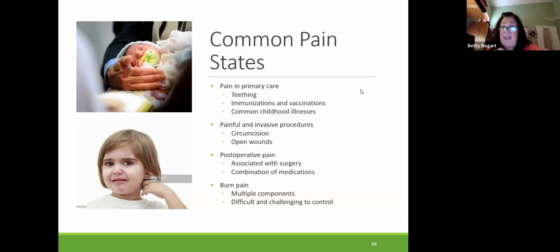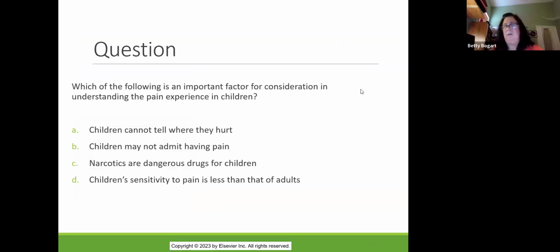Children upset, in pain, infants, give a pacifier. They'll soothe themselves. That's the point that I'm making here, okay? Another thing, common pain sites, we know if they've had surgery, etc. Yes, we're going to give them something for pain.